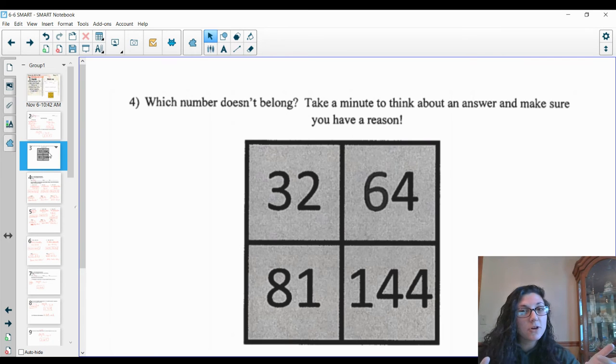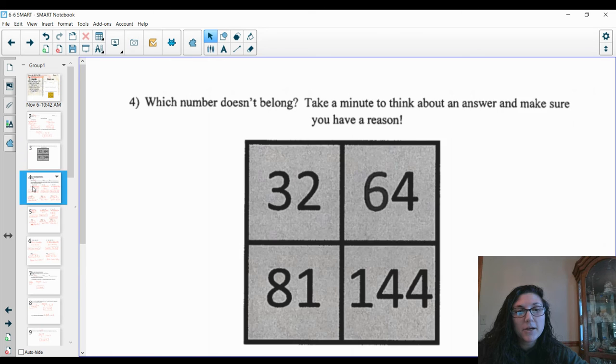I don't know if you guys have heard of perfect squares yet, but that will come into play. 64 is a perfect square because it's 8 times 8, so 8 squared gets you 64. With 81, 9 times 9 gets you 81. That's 9 squared. And then finally, 144 would be 12 squared. 12 times 12 gets you 144. All right, but as long as you picked a number and you had some sort of mathematical reasoning, then you did it right. It was supposed to be kind of fun and different.